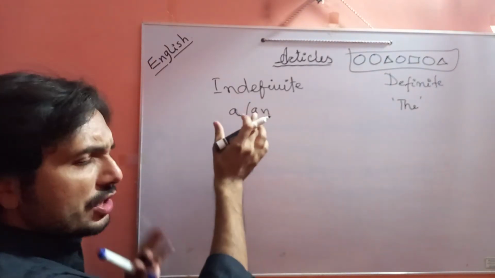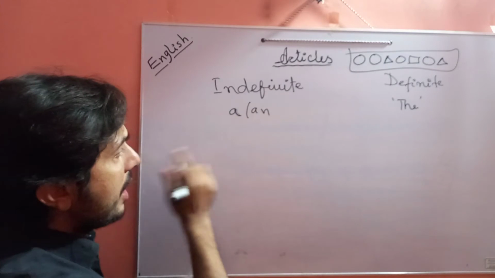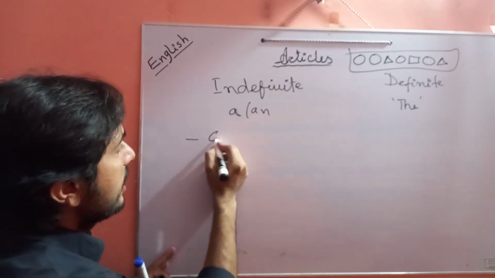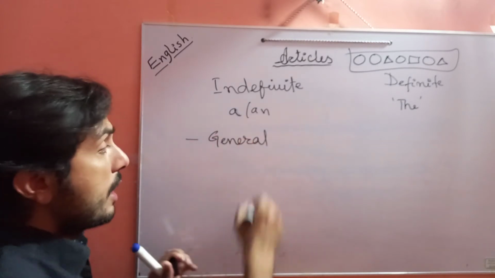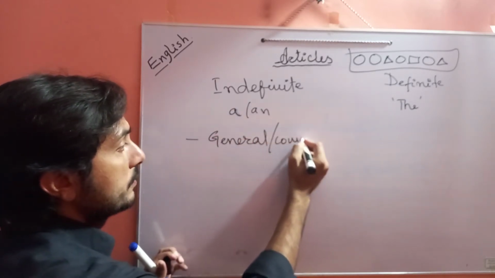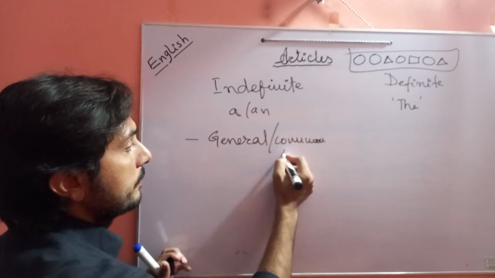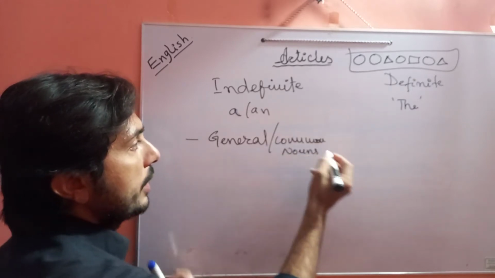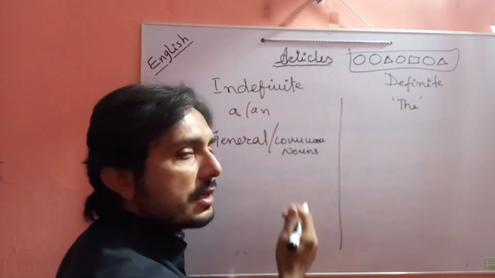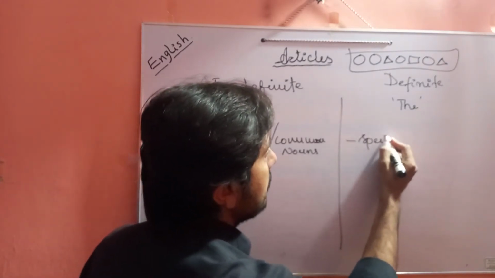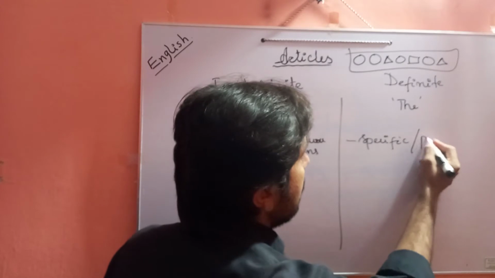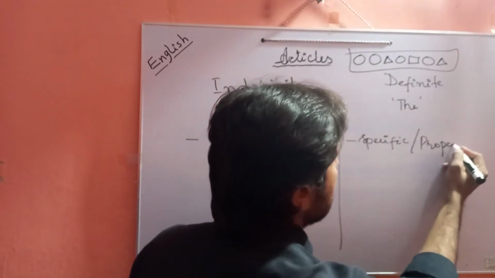It's pretty clear from their name that indefinite articles are used to specify general nouns. They are used to talk about common nouns. As far as definite articles are concerned, they are used for specific or proper nouns.